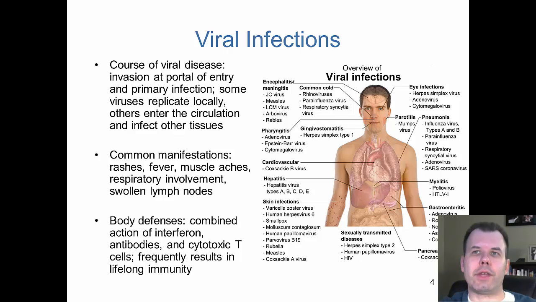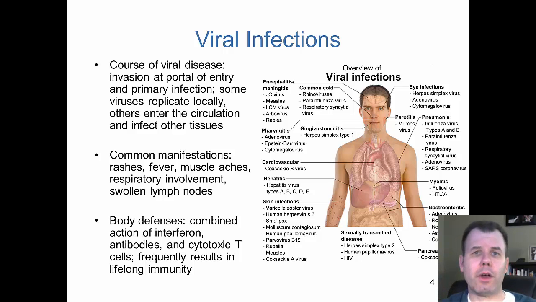But it includes things like rashes, fever, muscle aches, respiratory involvement, and swollen lymph nodes. You've all suffered from a cold now and again, and those are the typical viruses that we get every year. Again, we get the same symptoms over and over again. What our body uses to defend is the combined action of interferon, the chemical that stimulates the immune system, antibodies, which are produced by the B cells, and then the cytotoxic T cells, which go in and kill.